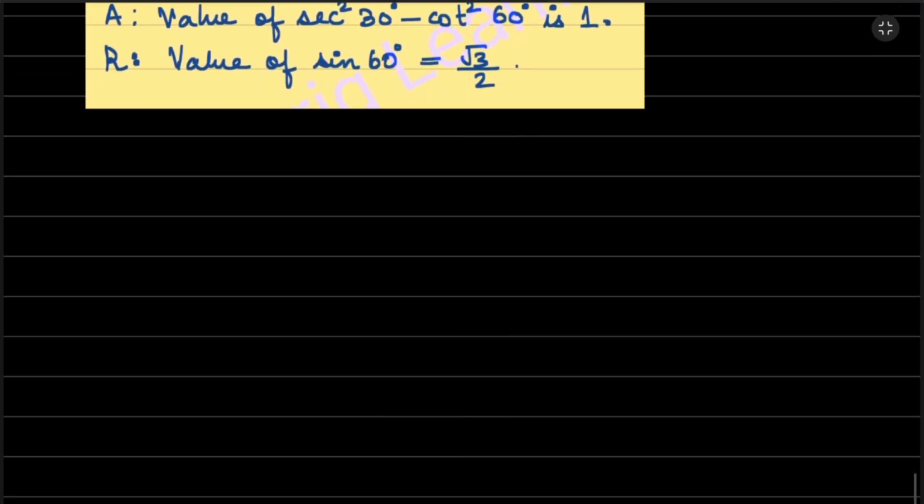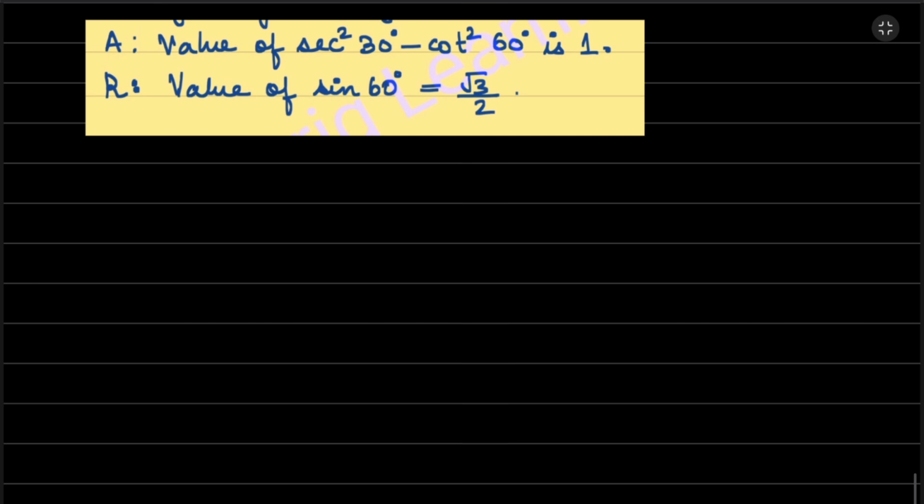The value of secant square 30 minus cot square 60 is 1. And the reason they are giving, value of sine 60 is root 3 by 2. Let us see if it is correct. Okay. For the assertion statement, secant square 30 minus cot square 60 is what you have to find out.